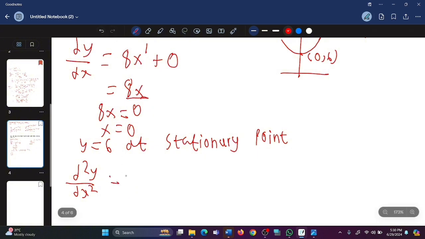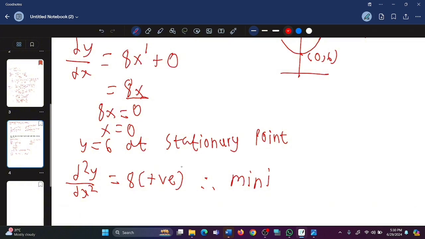We get 8. So as this value is positive, we can say the curve is a minimum curve. If this value would have been a negative value, we could have said it's a maximum curve. Therefore, minimum curve. Whenever we end up after d square y by dx square with a positive value, we can say it's a minimum curve. If we end up with a negative value, we would say it's a maximum stationary point. Minimum point.